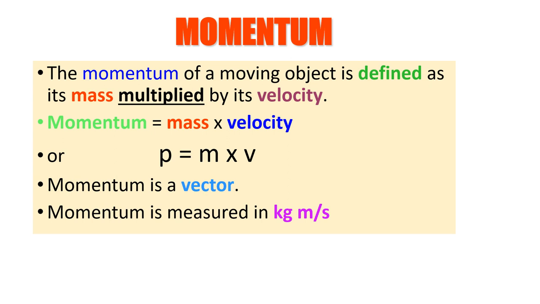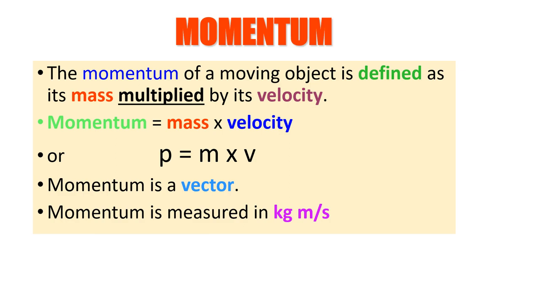Anyway, momentum is mass times velocity. Strangely, we use P for momentum, but that's what it is. Its units are very easy to remember. Simply say the units of mass, kilograms, followed by the units of velocity, meters per second: kilograms meters per second. This bit's nice and easy. It's a nice, simple equation.